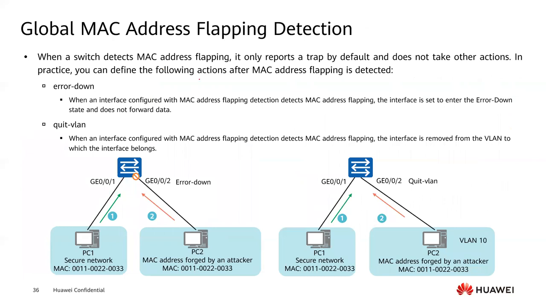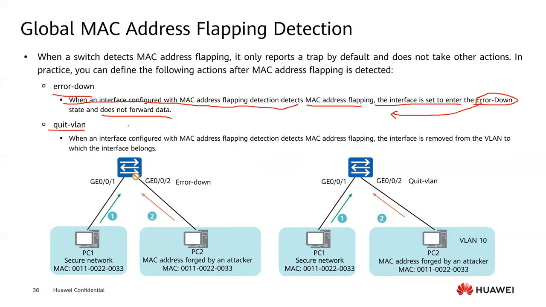Okay, now let's look at global MAC address flapping detection. When a switch detects MAC address flapping, it only reports a trap by default and does not take other actions. In practice, you can define the following actions after address flapping is detected. The first one is error down, and the other one is quit VLAN. For example, when an interface configured with MAC address flapping detection detects MAC address flapping, the interface is set to the error down state and does not forward data. What is error down? I have already mentioned it before. You need to run undo shutdown on this interface to let it come back to the normal state, or use the error-down auto-recovery command to let it recover automatically.